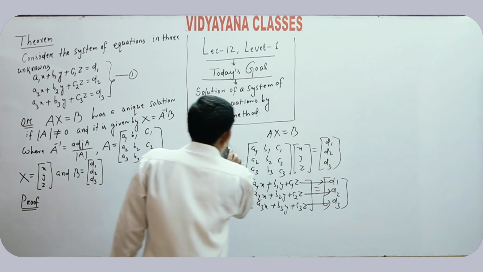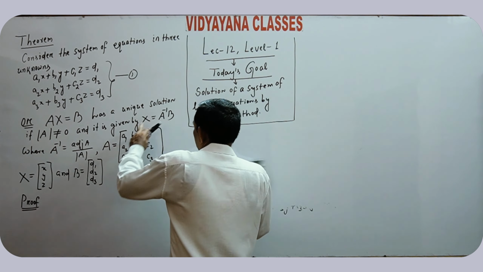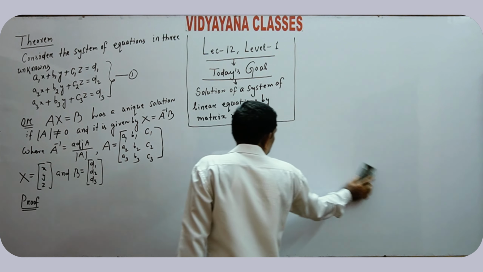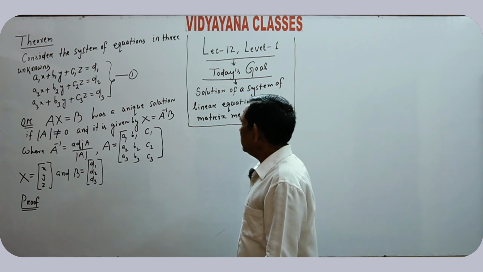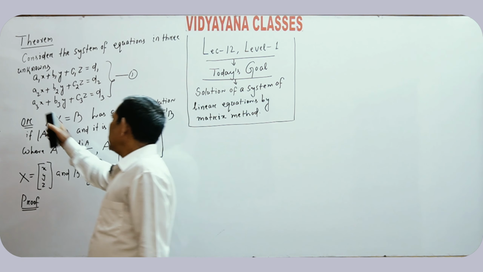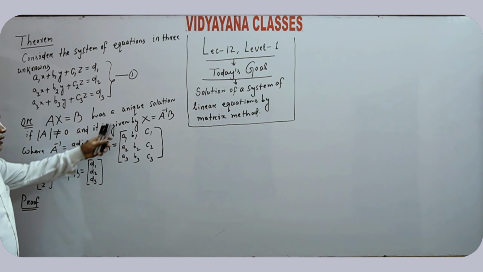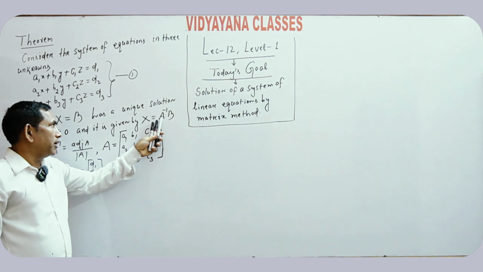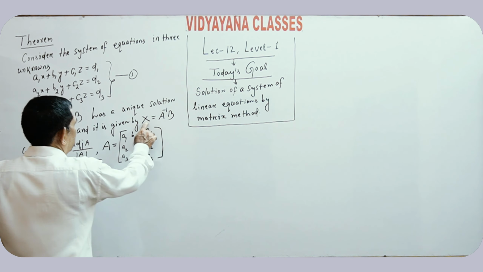We have to prove X is equal to A inverse B. The solution of the system of equations AX is equal to B has a unique solution, that is X is equal to A inverse B. We have to prove X is equal to A inverse B.